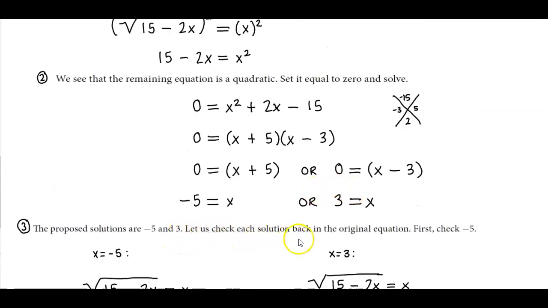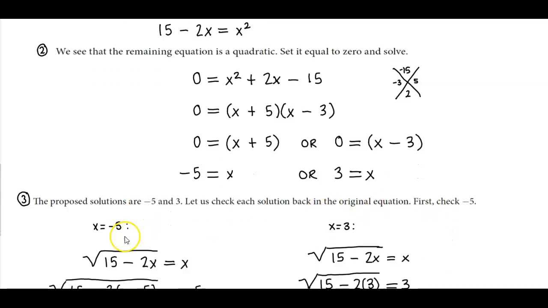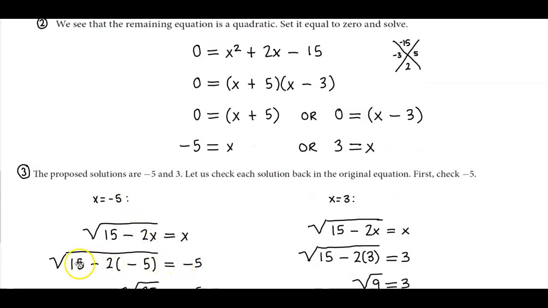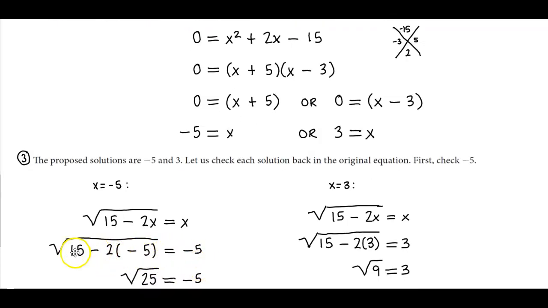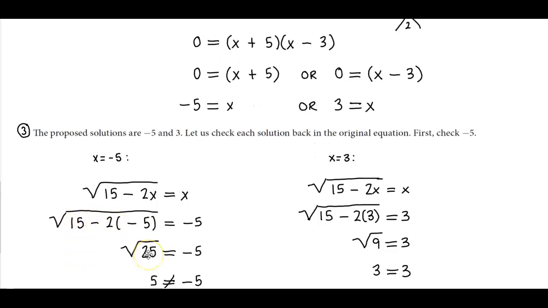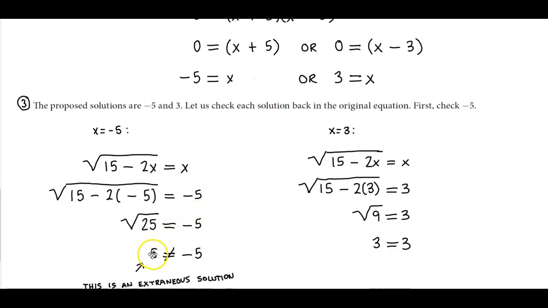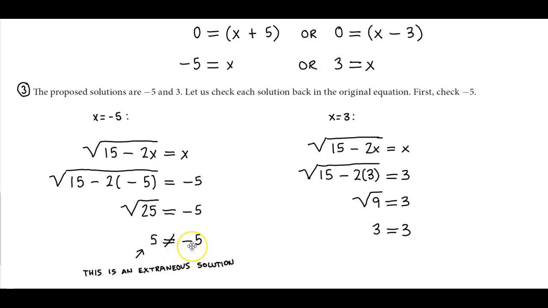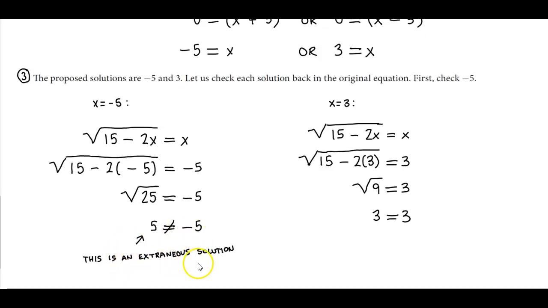So let us check each solution back into the original equation, and first let's check negative 5. We're going to plug in negative 5 into both values of x. So we have the square root of 15 minus 2 times negative 5. We want to see if that's going to equal negative 5. Well, this becomes 15 plus 10, which gives us 25. We want to see if that equals negative 5. Well, the square root of 25 is positive 5. That does not equal negative 5. So therefore, this is an extraneous solution.